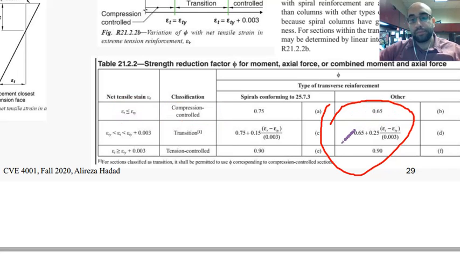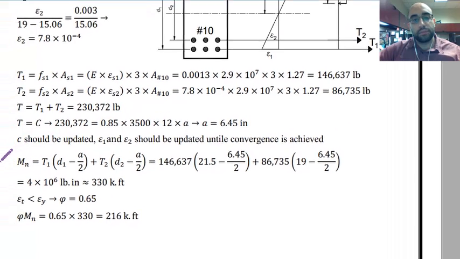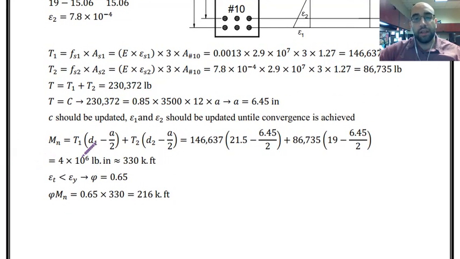All right. Based on this, I can go back and look at the beam that we had, and in this beam, phi is equal to 0.65. I have to simply multiply this by the strength, and that is why phi Mn will be 216 kip-feet.